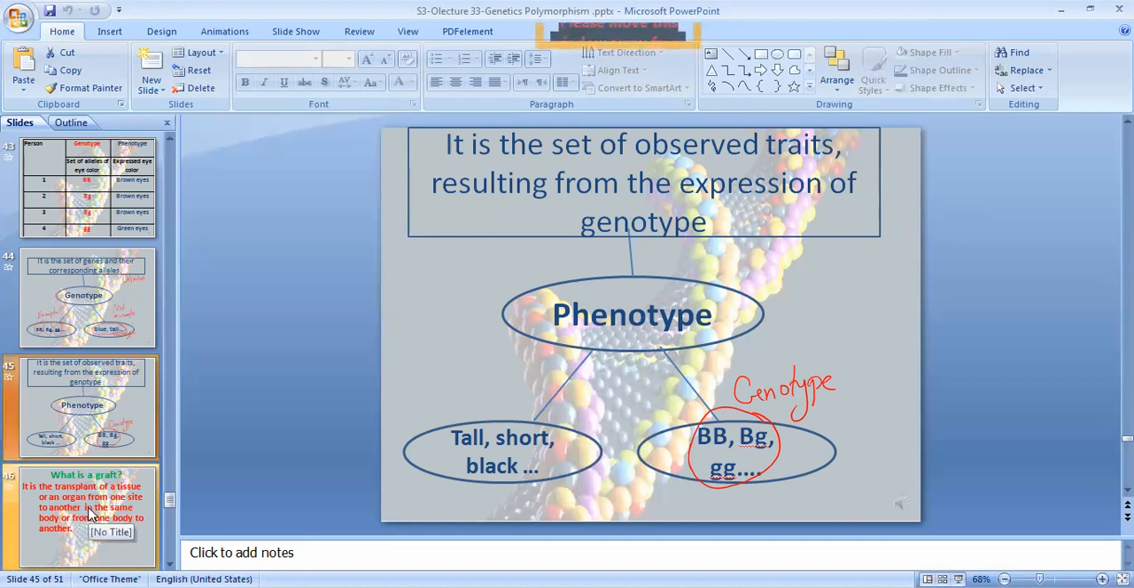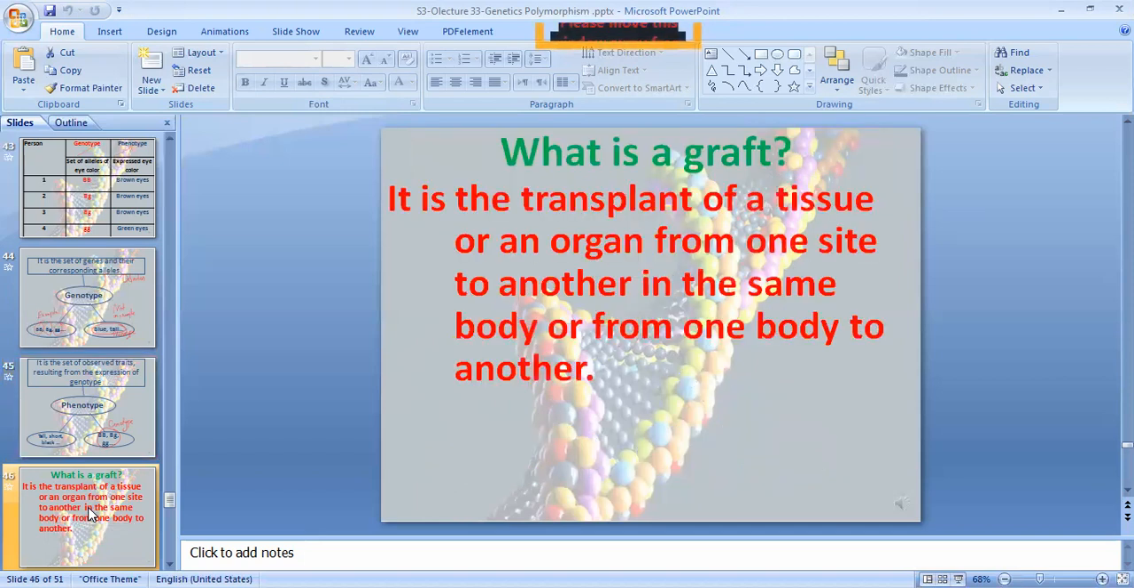Now we're going to move to talk about the grafting. What is a graft? A graft is the transplant of either a tissue or an organ from one side to another within the same body or from one body to another. This is called the grafting, or it's called transplantation. So grafting is the transplant of a tissue or an organ from one side to another in the same body or from one body to another.